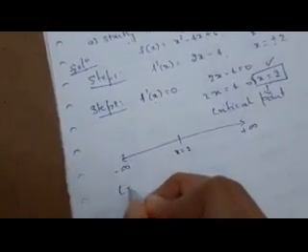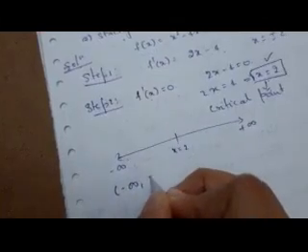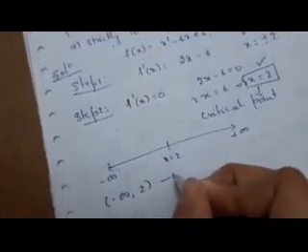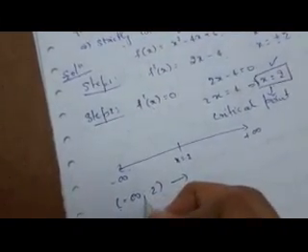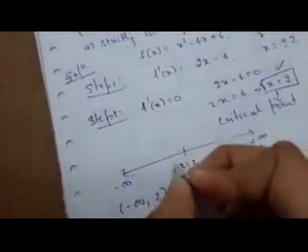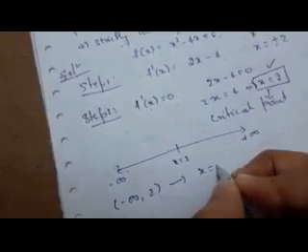First I will consider the interval from minus infinity to 2. Take any point in this interval, whatever point is coming in this interval. In this interval we are going to get x is equal to 0 also.